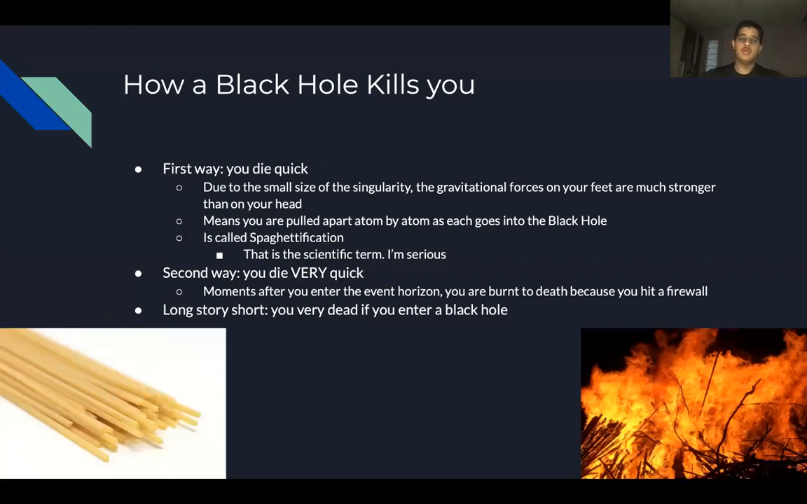How it kills you. First way, you die quick. Because the singularity is so small, the gravitational forces on your feet are much stronger than on your head. Yes, I'm not joking about this. Everything I'm saying here is scientifically real. But yeah, to put it simply, wait, the gravitational force on your feet is stronger than on your head?